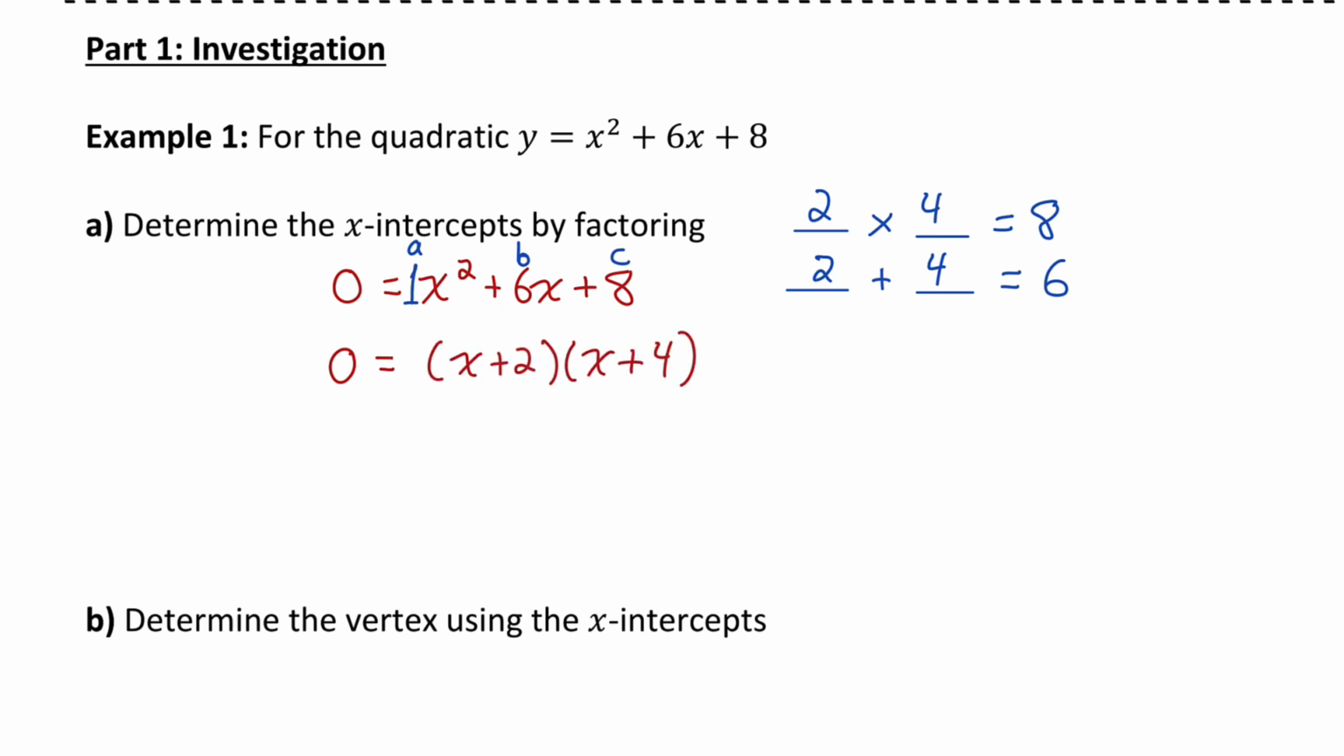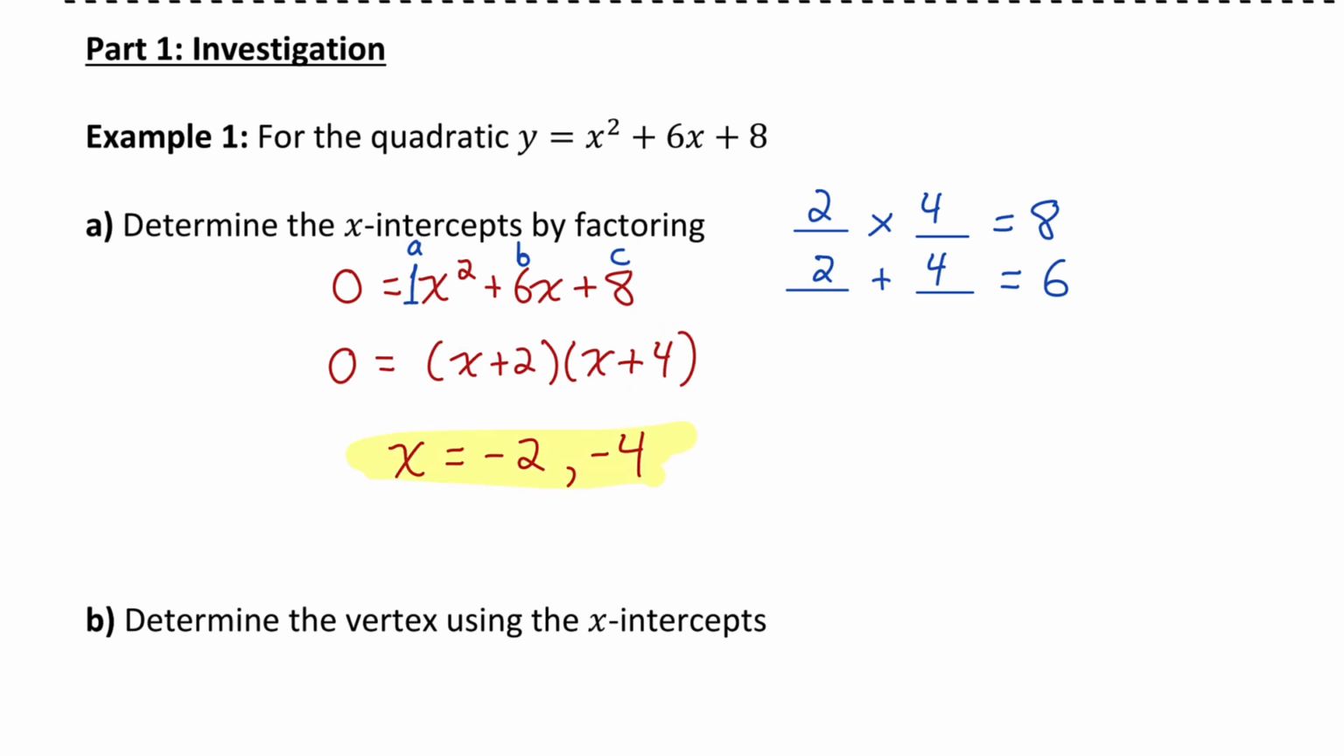Now that it's in factored form, it'll be easy to see when the product of these two factors is equal to 0. The product would be 0 if either of the factors were 0. And x plus 2 would be 0 if x was negative 2. And x plus 4 would be 0 if x was negative 4. So if x was either of those values, it would make this whole product be 0, which means those are the x-intercepts of the quadratic.